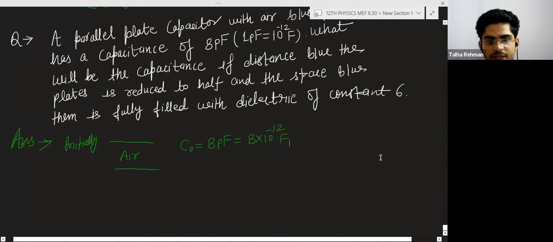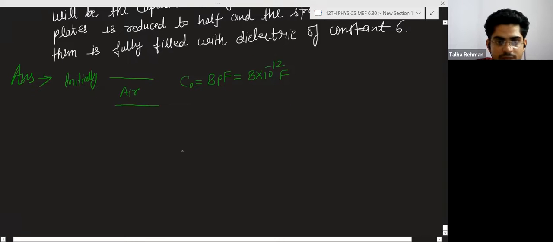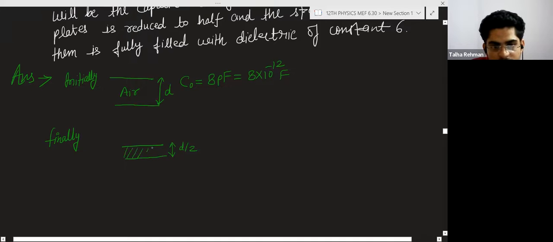Now they are saying that, and distance is D. Finally, someone has reduced the distance between the two plates to half, and the whole space between the plates is filled with dielectric of constant K equal to 6. And now we have to find the capacitance of this when dielectric is placed. I am representing this by Cm. This is the question.